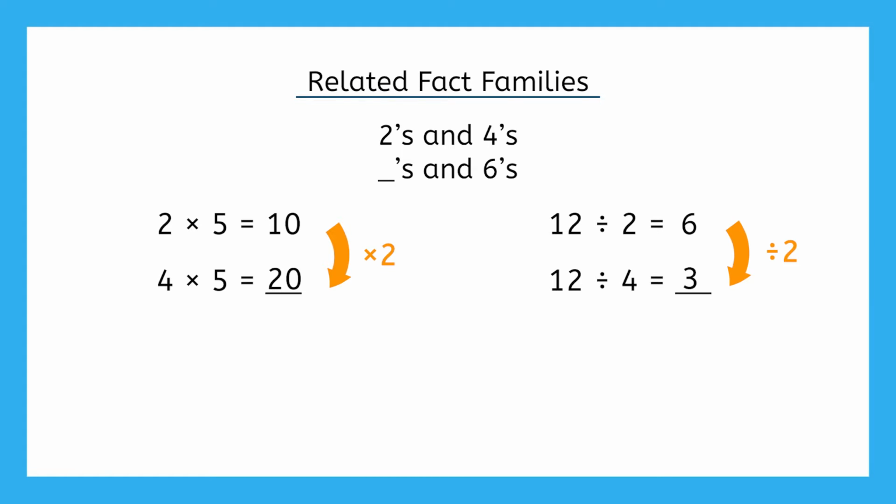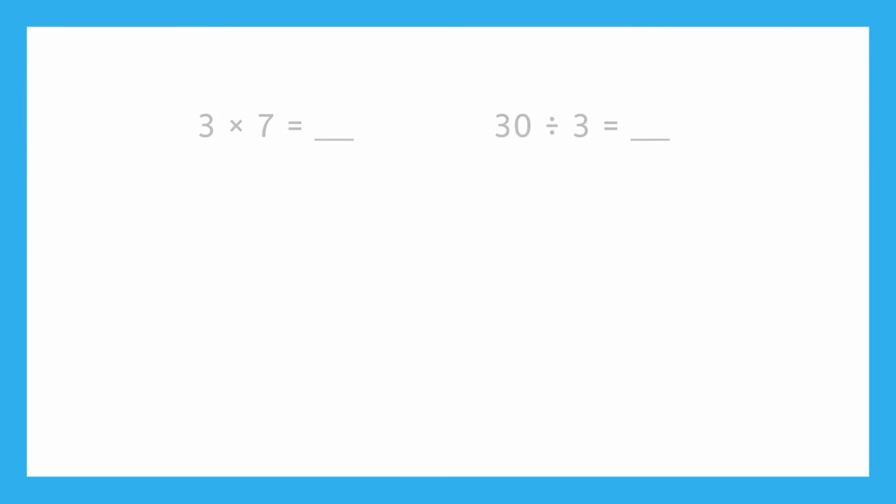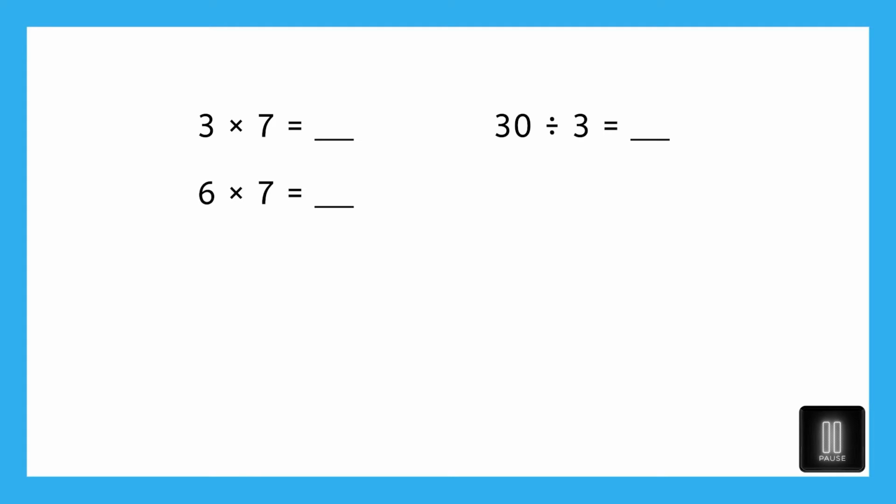Since 2 is half of 4, half of 6 must also be a related fact. And half of 6 is 3. Let's test this out. Try solving 3 times 7 and 30 divided by 3 in your guided notes. Then think about how you can adjust these answers to help you solve 6 times 7 and 30 divided by 6.